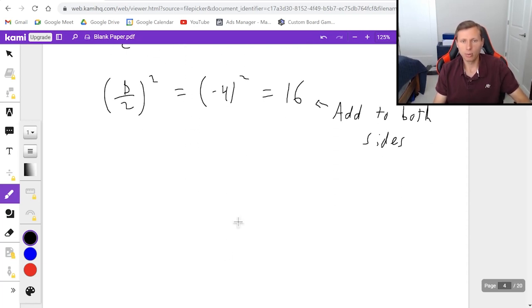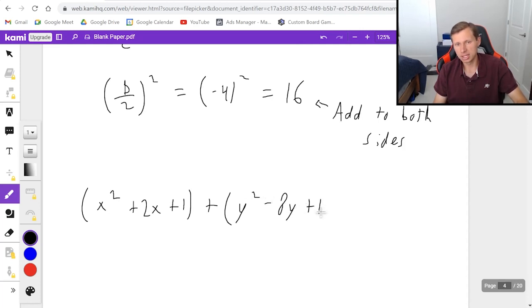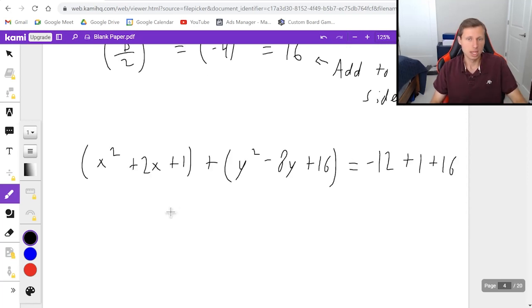And so now let's look at where I'm at. For the x's, I have x squared plus 2x plus 1. And then for the y's, I have y squared minus 8y plus 16. And then on the other side of the equation, I had negative 12, but then I have to add 1 and add 16 to both sides. And now what I'm going to do is factor this.